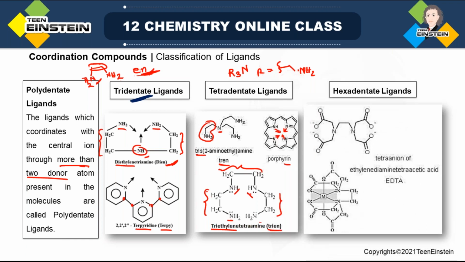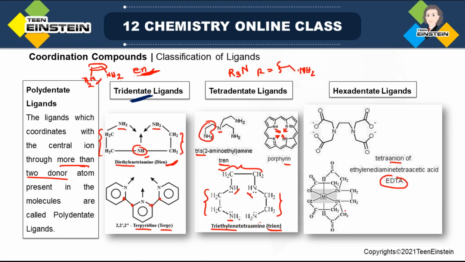After tetradentate, a hexadentate example. A very good example under this category is, in short, EDTA. And what is the full form? It is ethylene diamine tetraacetic acid. And it remains with 4 negative charges, so we can call it the tetraanion of this acid.